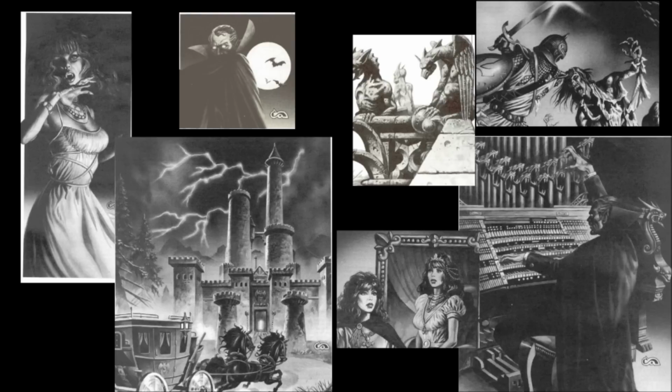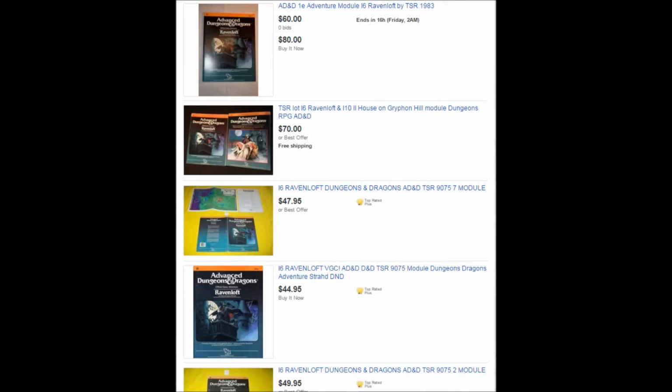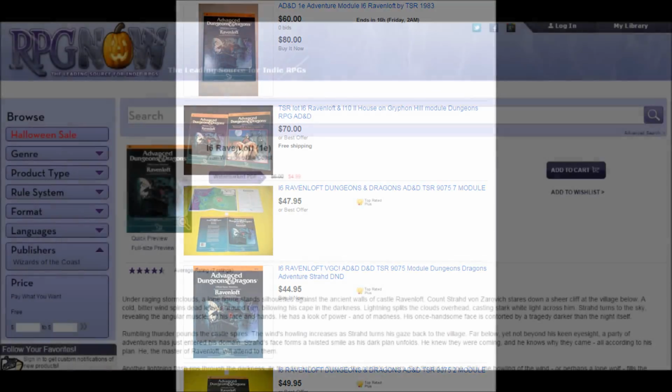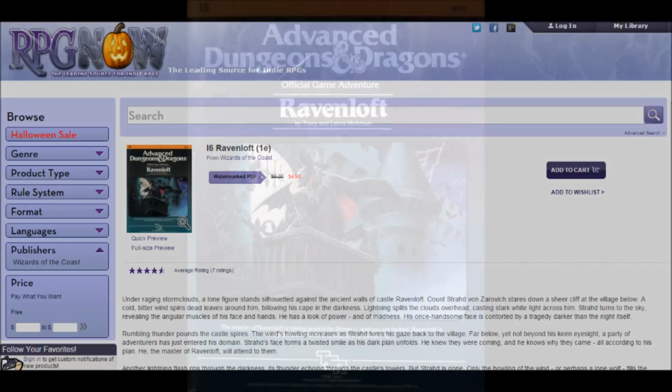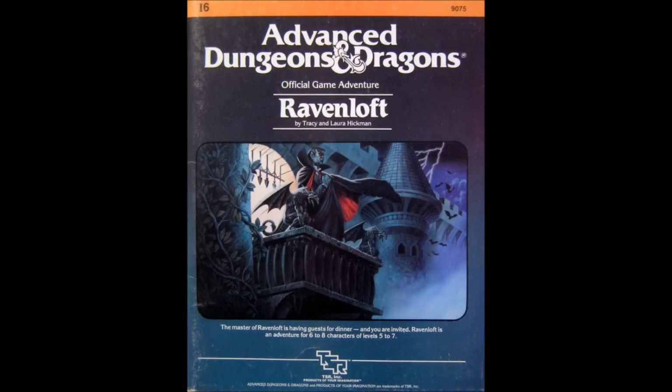Given its age and its popularity, it's no surprise that acquiring an original printed copy of the module itself can be an expensive endeavor, with original copies going from $40 to $70 or more, depending on its condition and completeness. However, a PDF copy can be purchased from RPG Now for only $5, thus making this classic Gothic tale easily attainable. Even with all its faults, Ravenloft stands out for many reasons.